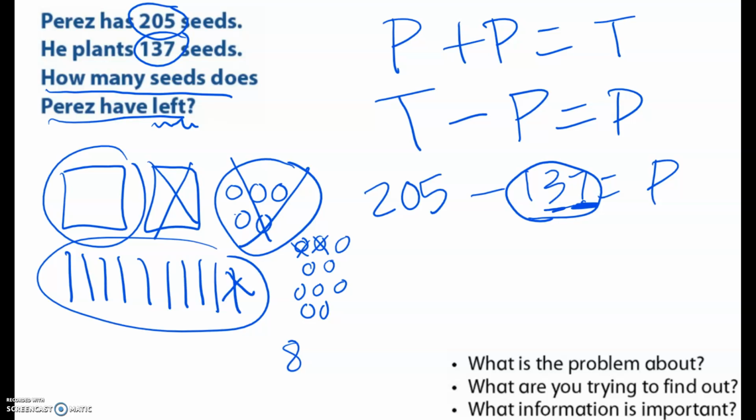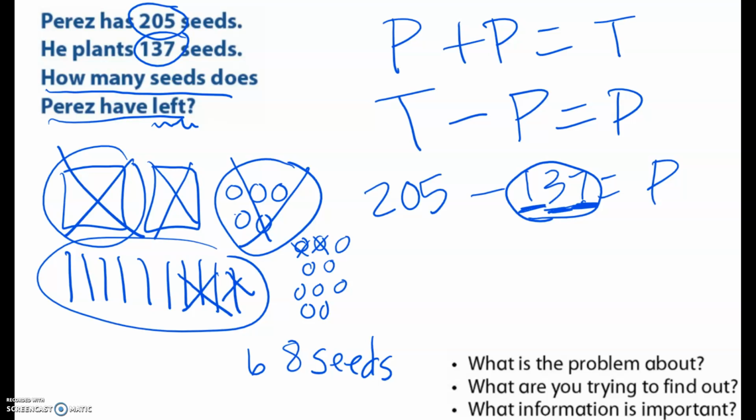Then it says take away 3 tens. So I'm going to take away these 3 tens, which leaves me 1, 2, 3, 4, 5, 6 tens left. And then it says take away 100. So I'm going to take away this 100 and I have no hundreds left. So I have 68 seeds left. But before I do that, let's check and see if our answer is right.